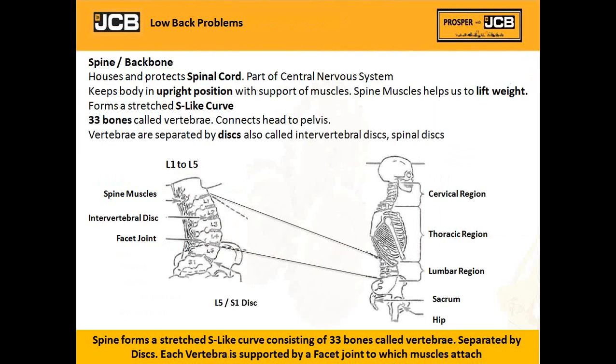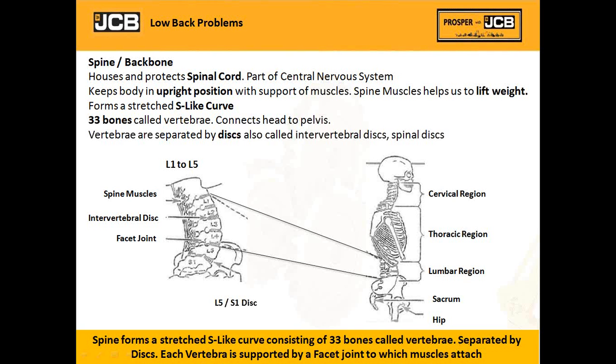problems. So if we look at our spine, this is our spine, or our backbone. The spine actually forms a stretched S-shaped curve, and it consists of 33 bones. Our backbone, or the spine, consists of 33 bones, and they are called the vertebrae.